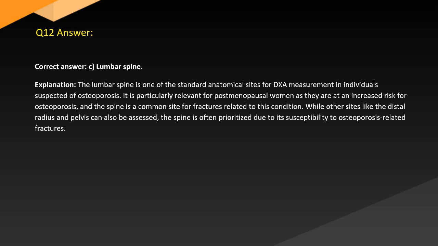Explanation. The lumbar spine is one of the standard anatomical sites for DSA measurement in individuals suspected of osteoporosis. It is particularly relevant for postmenopausal women as they are at an increased risk for osteoporosis, and the spine is a common site for fractures related to this condition. While other sites like the distal radius and pelvis can also be assessed, the spine is prioritized due to its susceptibility to osteoporosis-related fractures.